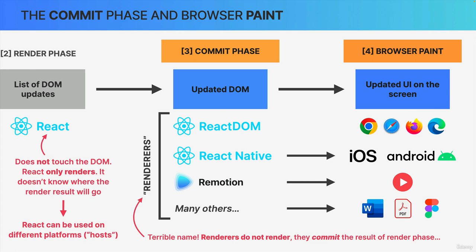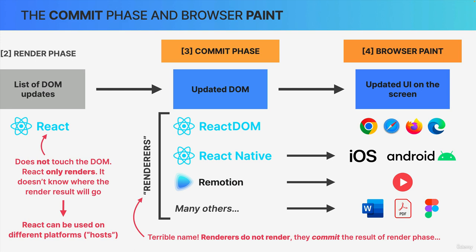But anyway, in all these situations, the result of the render phase is not really a list of DOM updates, but a list of updates of whatever elements are used in the host that's being used. So the term virtual DOM then also doesn't really make much sense when we look at it from this angle, which is just one more reason why the React team prefers the more accurate name of React Element Tree.